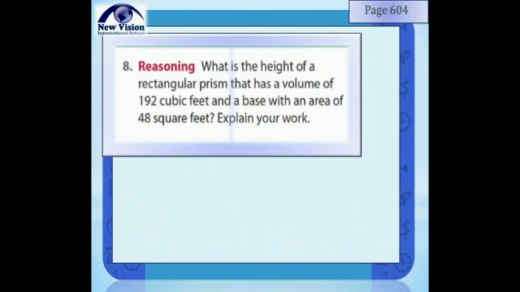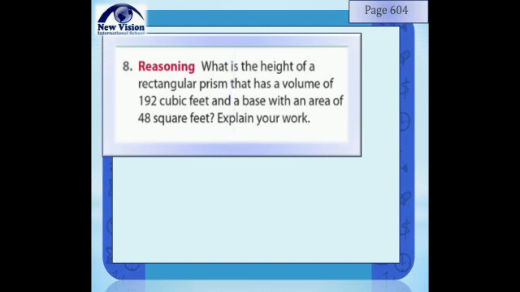Next, on page 604. Item number 8, reasoning. What is the height of a rectangular prism that has a volume of 192 cubic feet and a base with an area of 48 square feet? Explain your work.